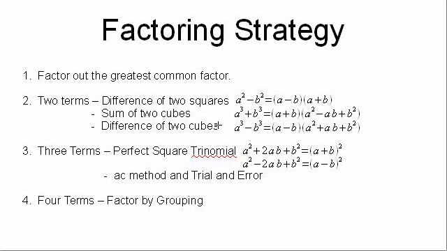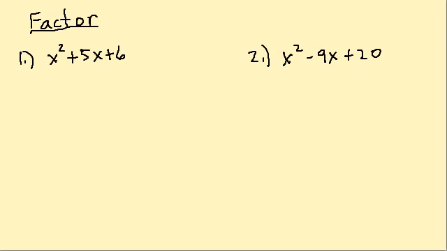Today I want to talk about factoring trinomials, trinomials that are not perfect square trinomials. We're going to use the AC method, trial and error method. This one right here. Alright, so let's go ahead and get started, and let's take a look at some examples.